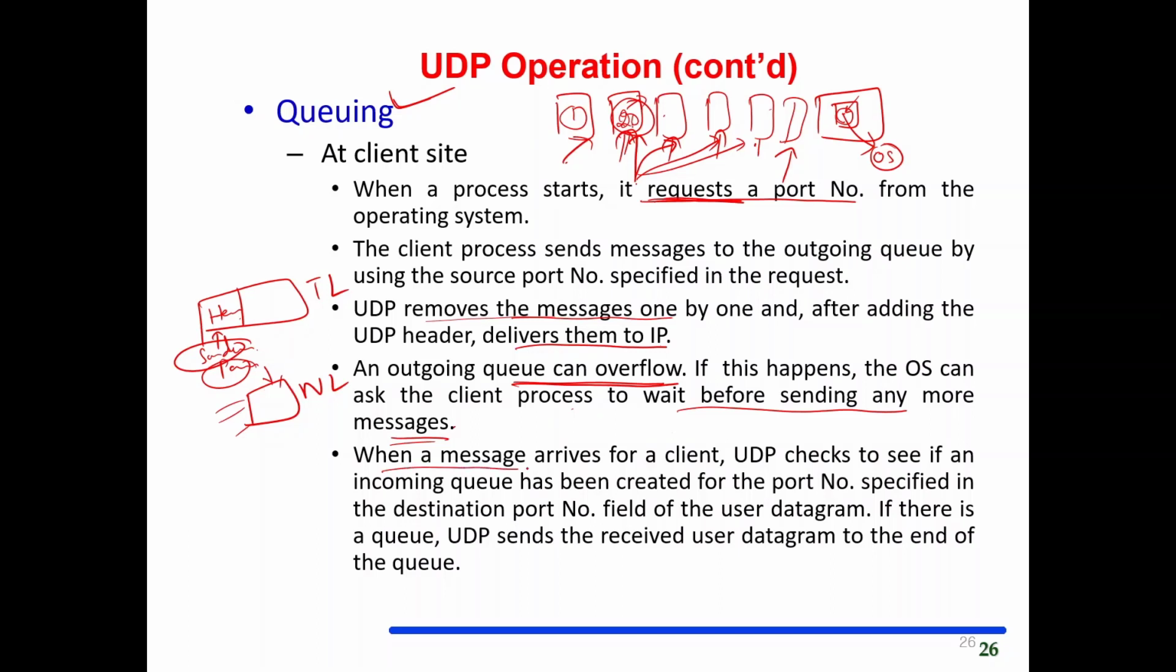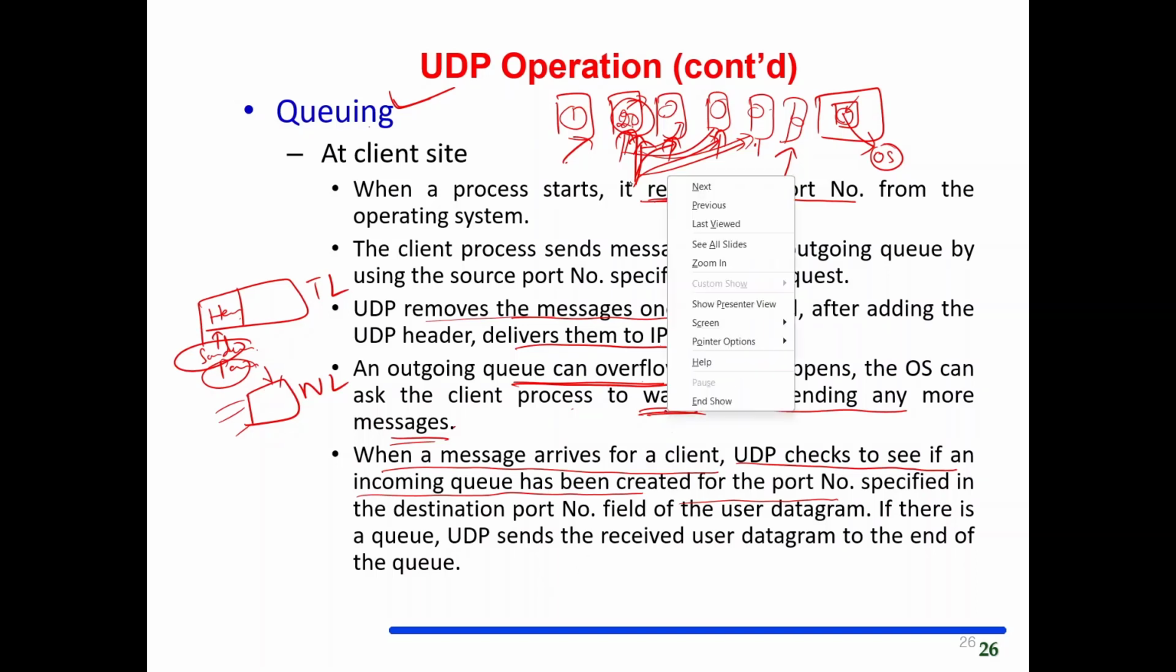Whenever a message arrives for a client, the UDP checks to see if an incoming queue has been created for that port number. So when the message comes, whether it belongs to this process or that process is decided based on the port number given for each process. All of that happens in the UDP operation. It will maintain the queue. It will also avoid overflow by making the client wait for some period of time.